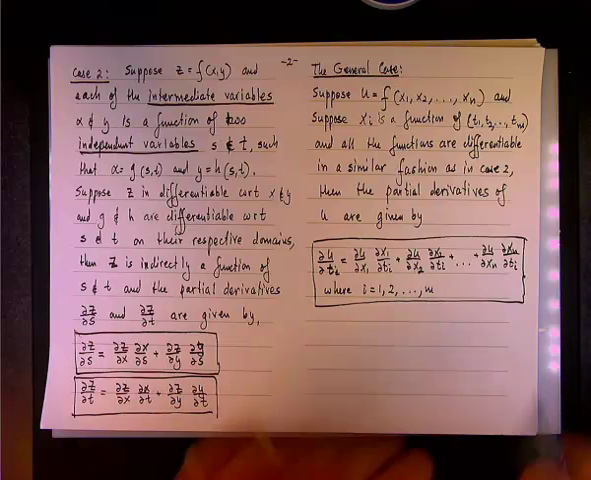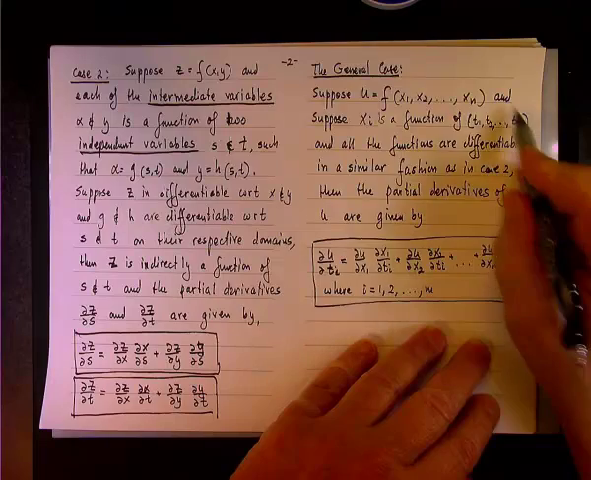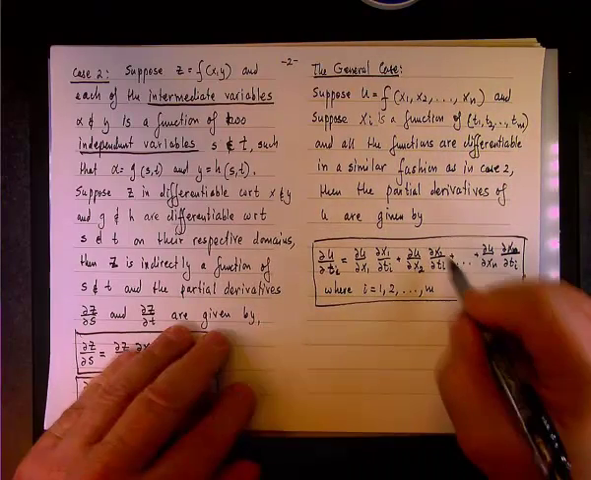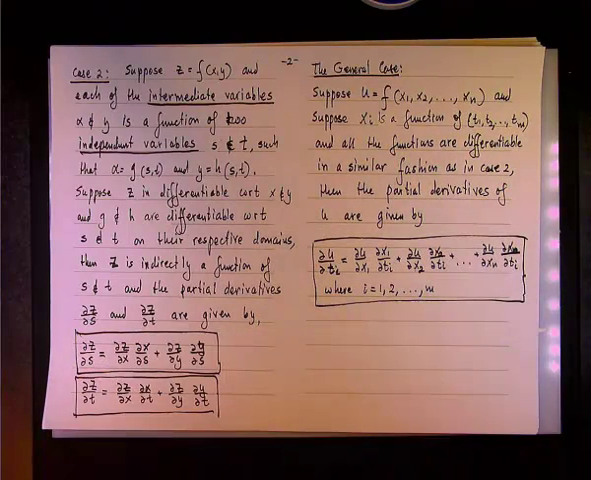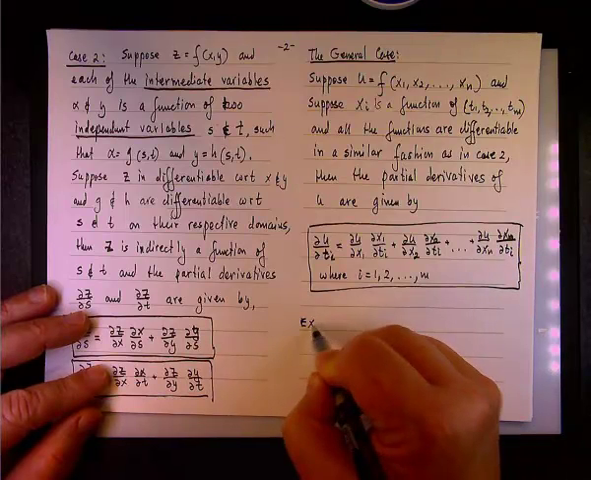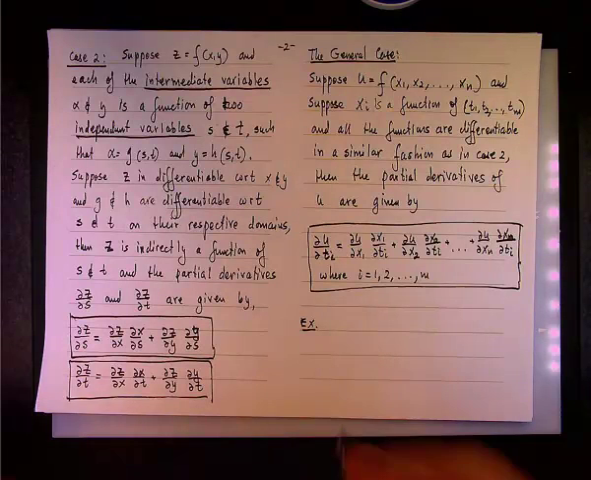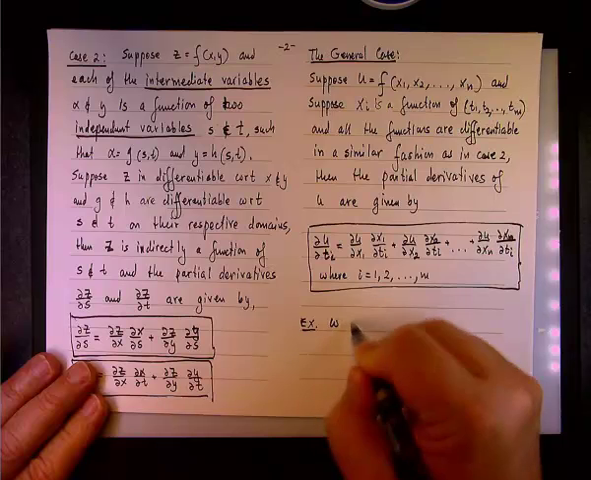And now we are ready for an example. What do you think? I think it's n. We talked about x sub n. We have n intermediate variables and n independent variables.